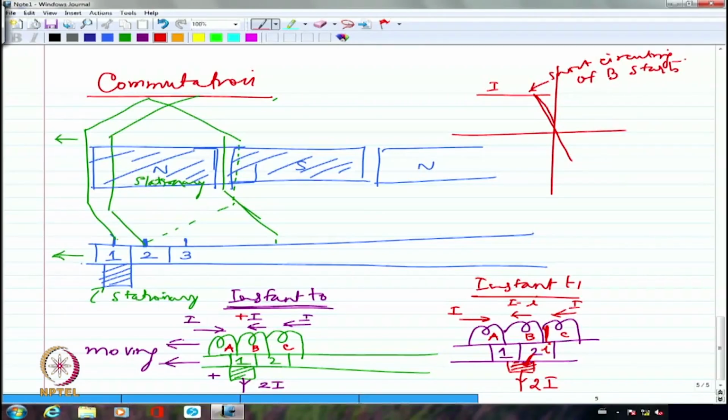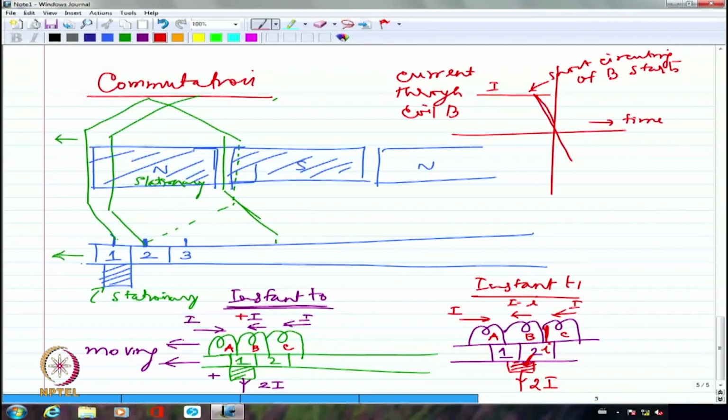B is the coil we are talking about. So this is with respect to time, and this is the current through coil B. Please understand that because this is moving and the brush is just stationary, the brush would make contact with two different commutator segments at a time, and depending upon the area of contact, how much current is collected changes.